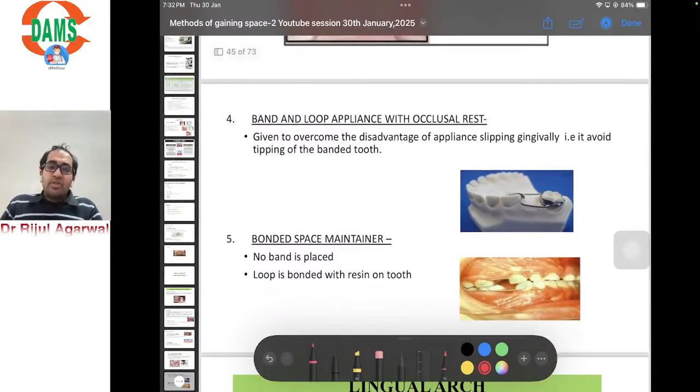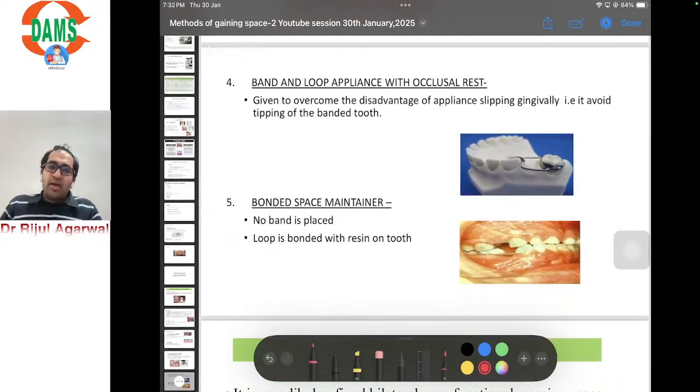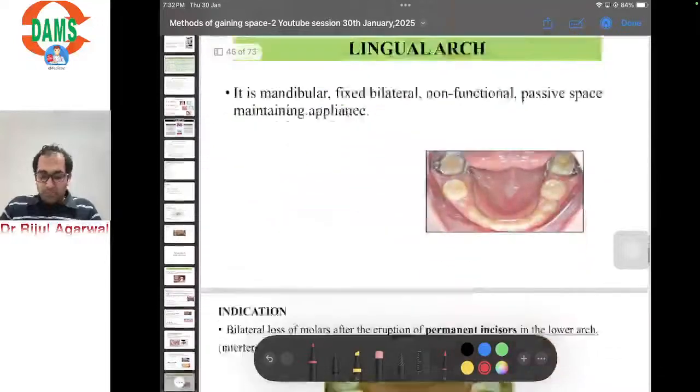Next modification is the band and loop appliance with the occlusal rest. It is given to overcome the disadvantage of the appliance slipping gingivally, that is to avoid the tipping of the banded tooth. Next is a bonded space maintainer, in which there is no band, just a loop which is directly bonded on the tooth with the help of composite resin.